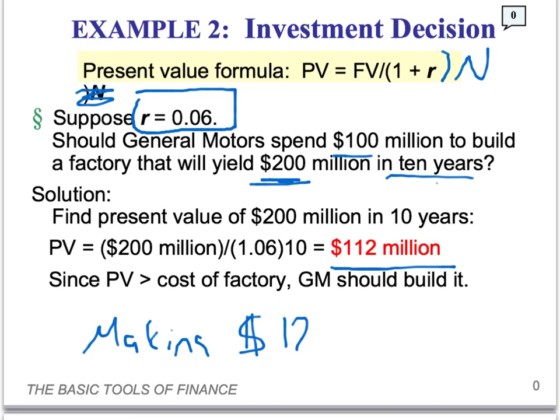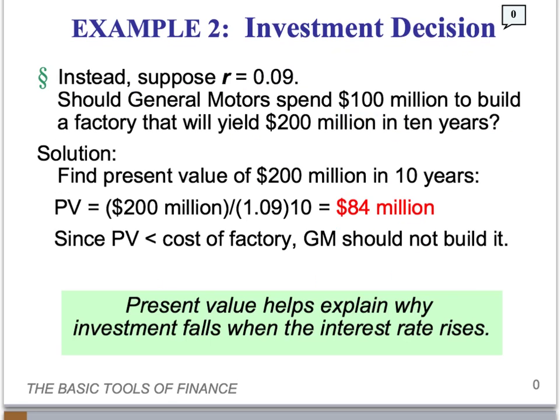Okay, but it's not the $100 million it was cracked up to be. This was making it look like they're doubling their money. But they're not, because it's taking 10 years, and the present value of that $100 million gain is not $100 million. It's actually only $12 million.